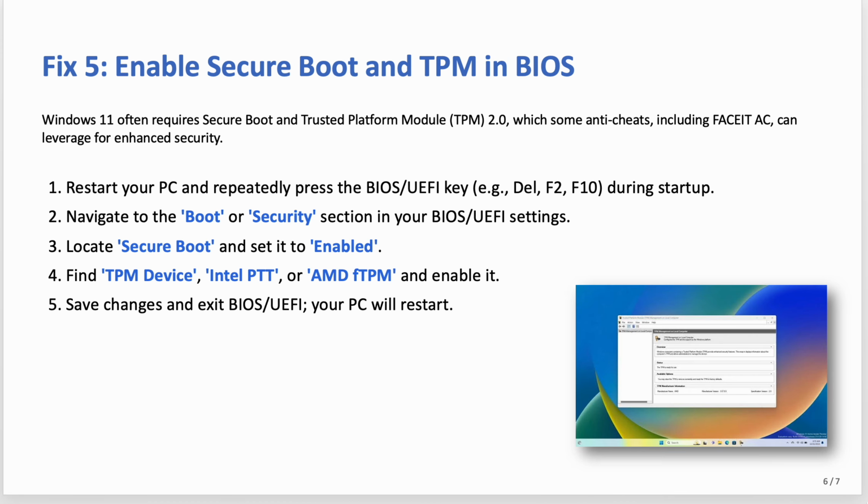Then, guys, enable Secure Boot and TPM in the BIOS. For this, restart your PC and repeatedly press the BIOS key. Navigate to the Boot and Security section in your BIOS, locate Secure Boot and set it to enabled. Find TPM devices, save changes and exit your BIOS.